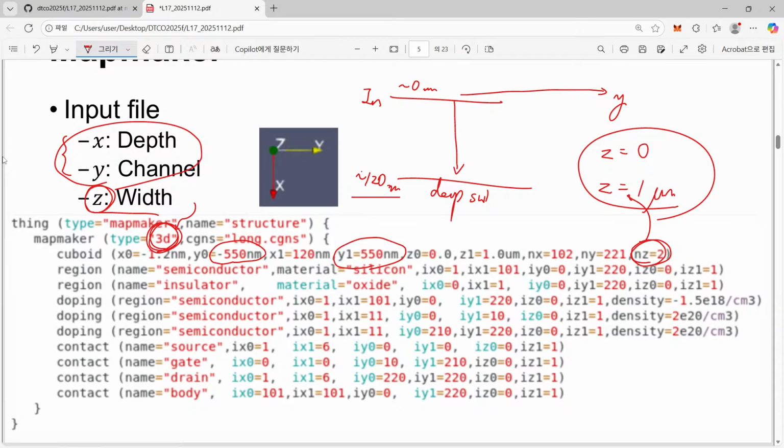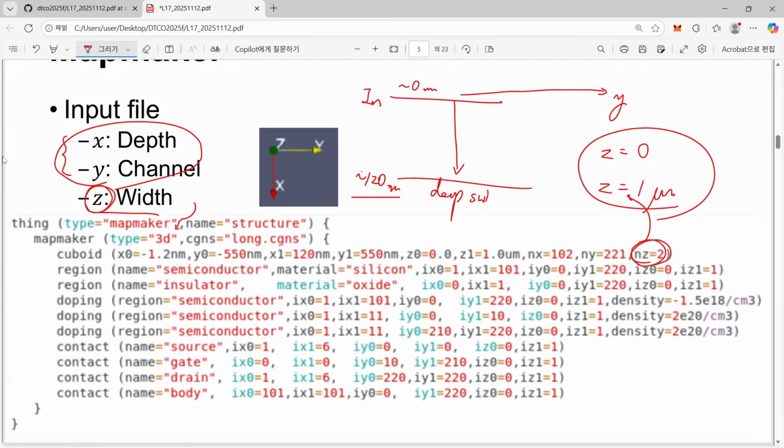So our Y0 or X0 don't have to be exactly 0. You can see that our X0 is negative 1.2 nanometer, and Y0 starts from minus 550. So you can just parallel shift everywhere. That is okay, because you will just have a shifted structure.